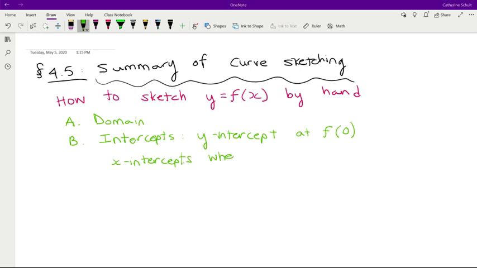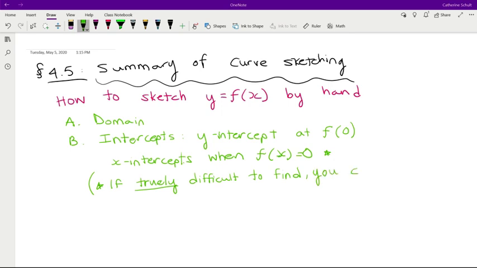And we're going to want to include those whenever we can. We can almost always include the y-intercept because plugging in a 0 is easy. But sometimes finding the x-intercept is difficult. So as far as the x-intercept goes, we'll make a little side note. If it's truly difficult to find, and sometimes it is because we know how crazy these functions can get, you can sometimes skip the x-intercepts.